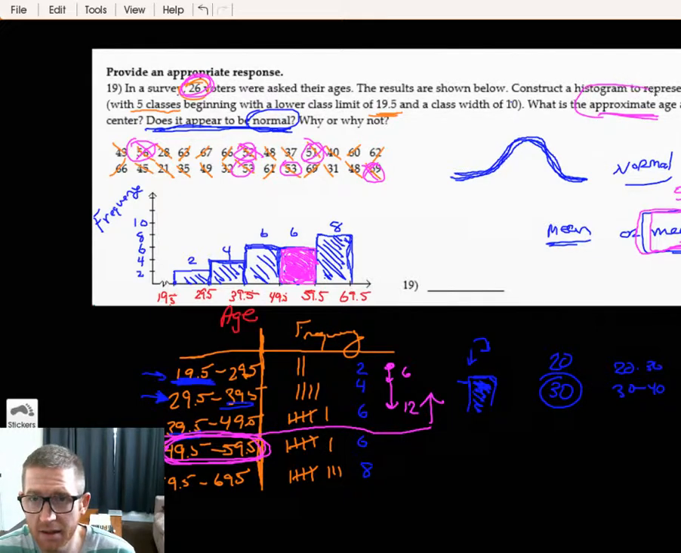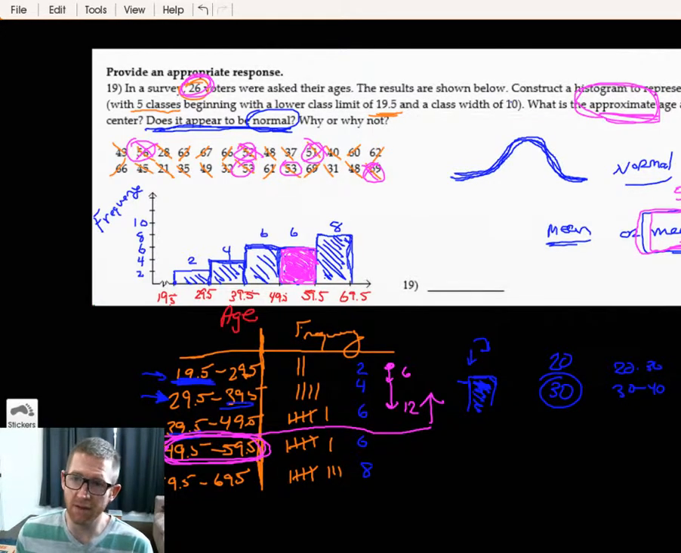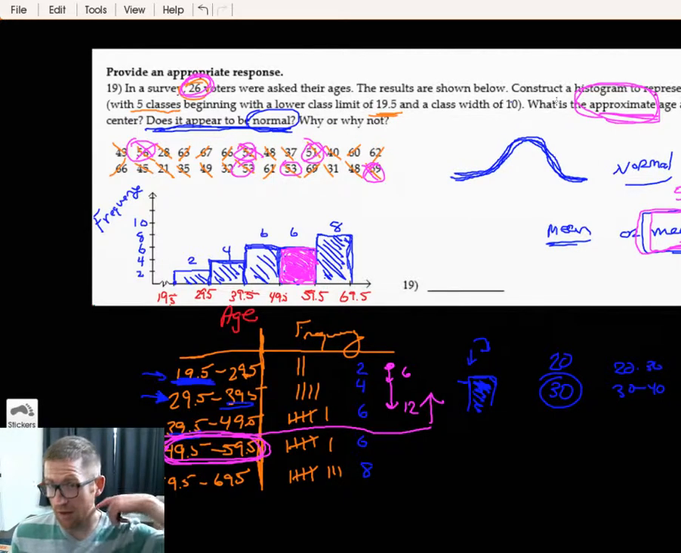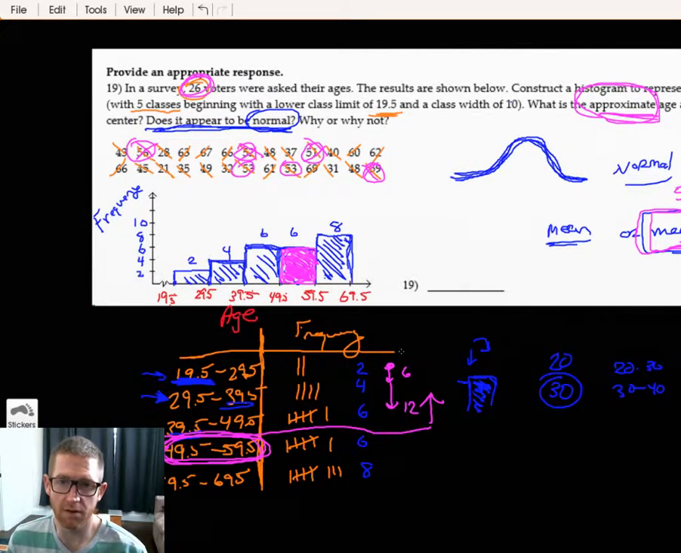Now, when you're asked for an approximate, what's the big difference between 53 and 55? When you're asked to be approximate, you're not going to be wrong when you give an answer, as long as you give a reason for your answer. So I could say the actual median of this data set is 53, so the approximate age of the center is 53. Or you can say, based on the distribution, the median falls in this class, and the middle of that class is 55. Either one is correct, because you're asked for an approximate.